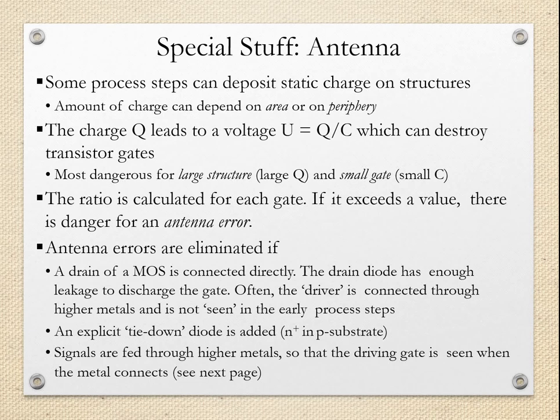So how are the antenna errors eliminated? If the drain of a MOS is connected directly, the drain diode has enough leakage to discharge the gate, and often the driver is connected through higher metal and is not seen in the early process steps. Next, an explicit tie-down diode is added to avoid this antenna effect, and the signals are fed through higher metals so that the driving gate is seen when the metal connects.